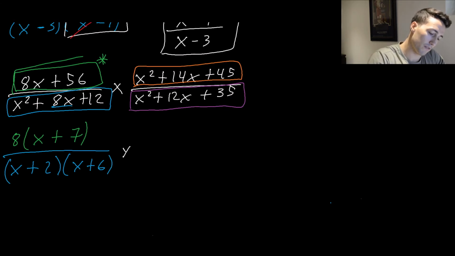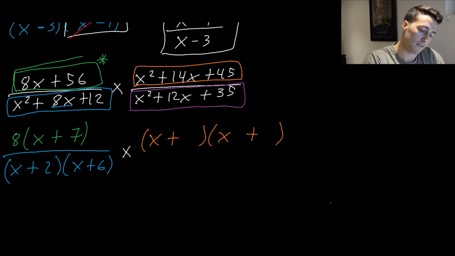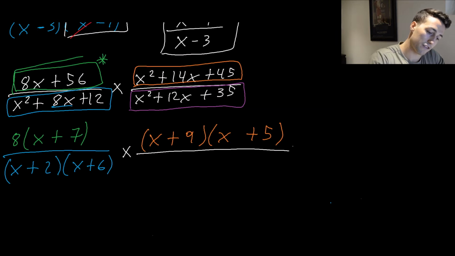Now we can deal with this orange term here. Similarly, we have x plus some number and x plus another number. So what two numbers give us 45, and their sum equals 14? If we go through all the factors of 45, we'd find that 9 and 5 are factors of 45, and 9 plus 5 gives us 14. So we can write x plus 9 and x plus 5. So now we've factored this top term.